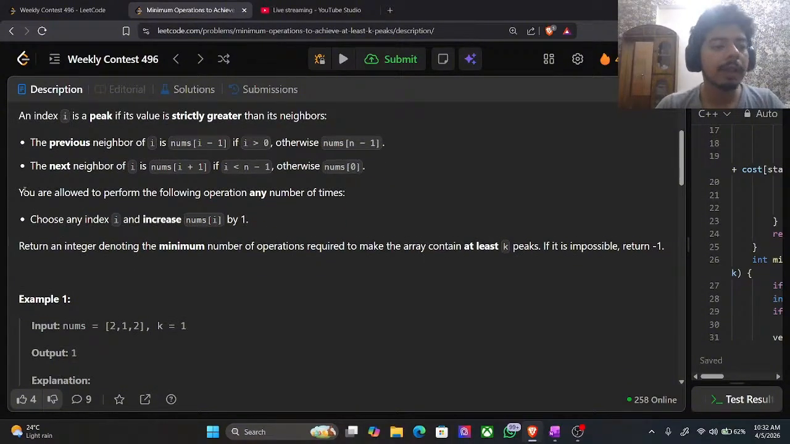Now you are allowed to perform the following operation any number of times: increase any element by one. Then you have to return the integer denoting the minimum number of operations required to make the array contain exactly k peaks. If it is impossible, return minus one.